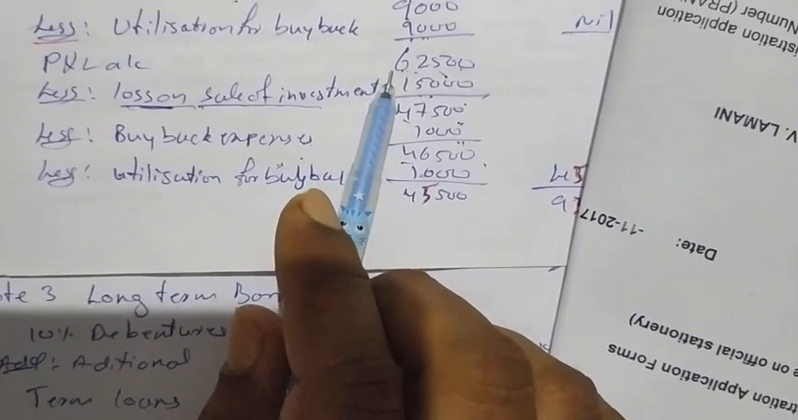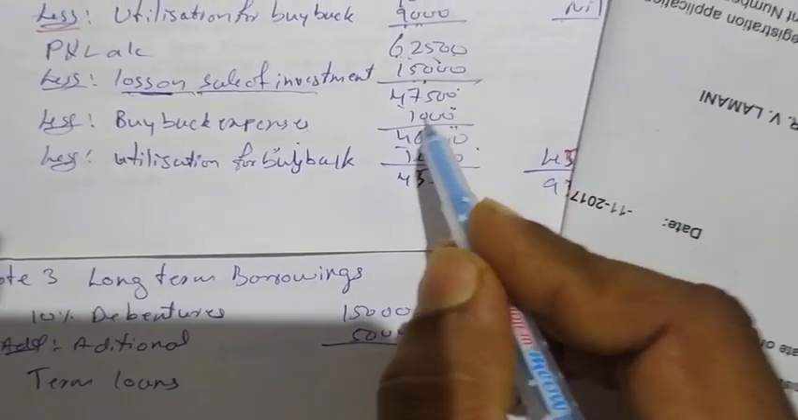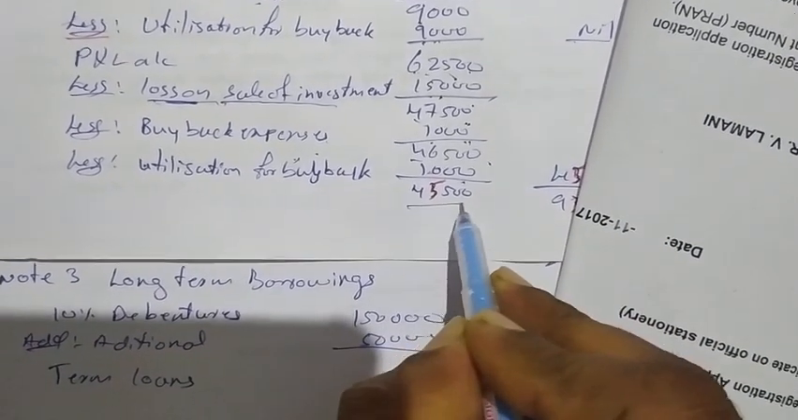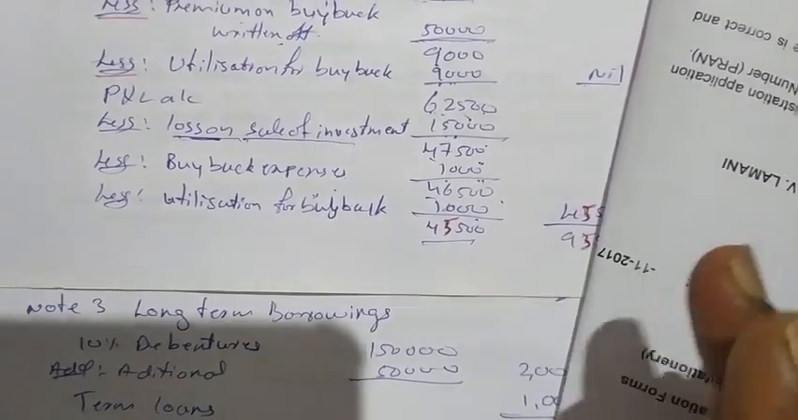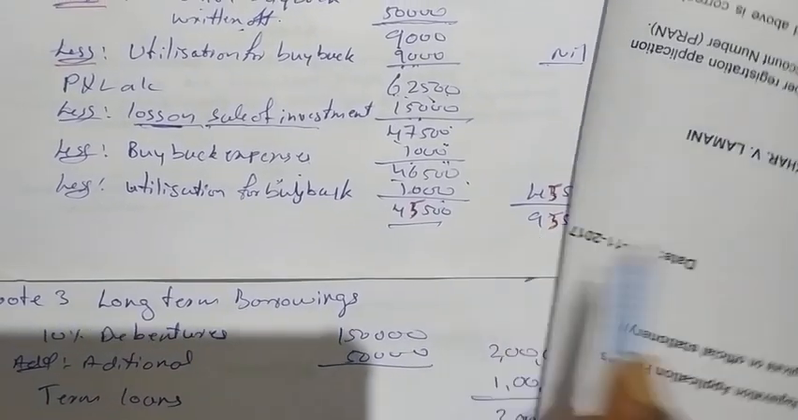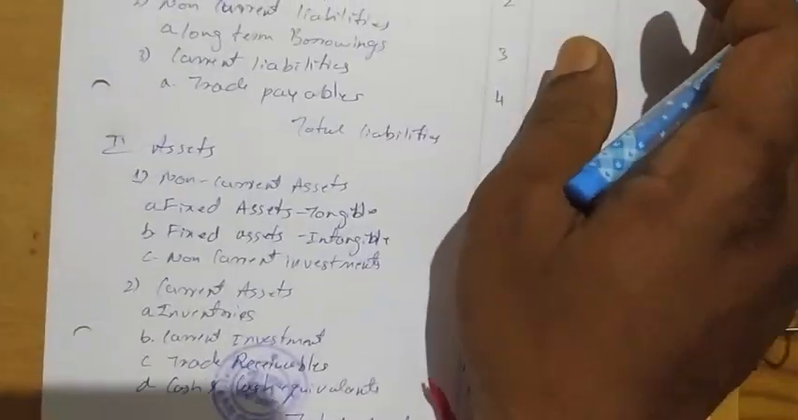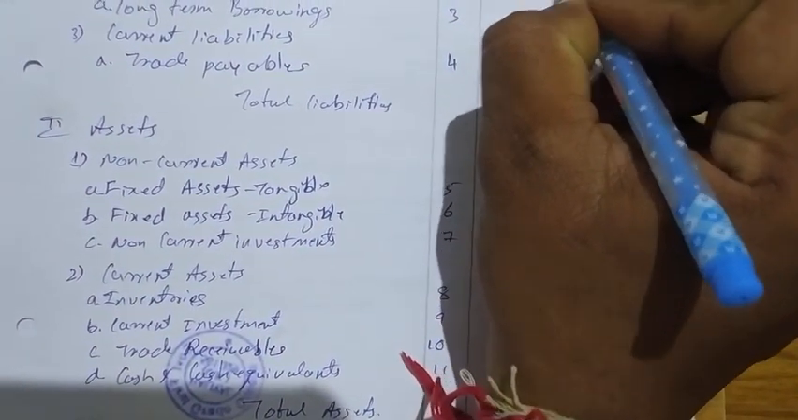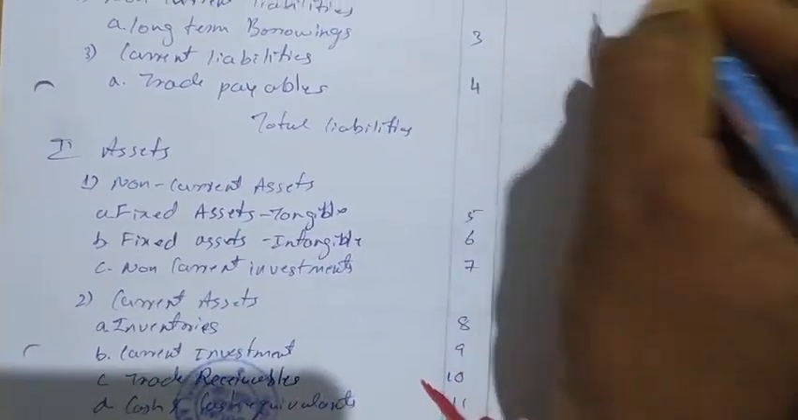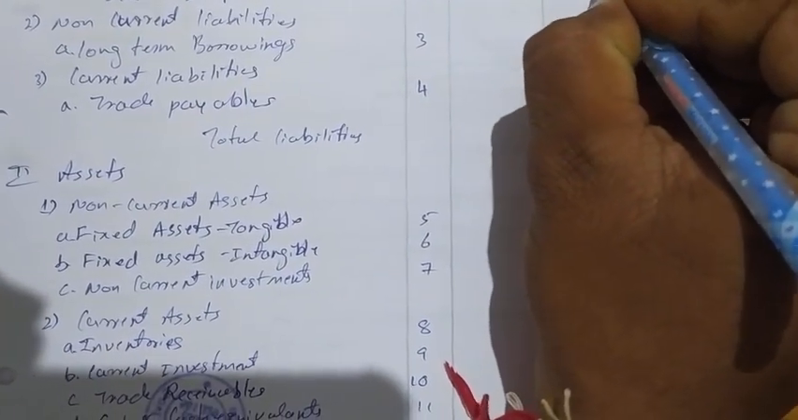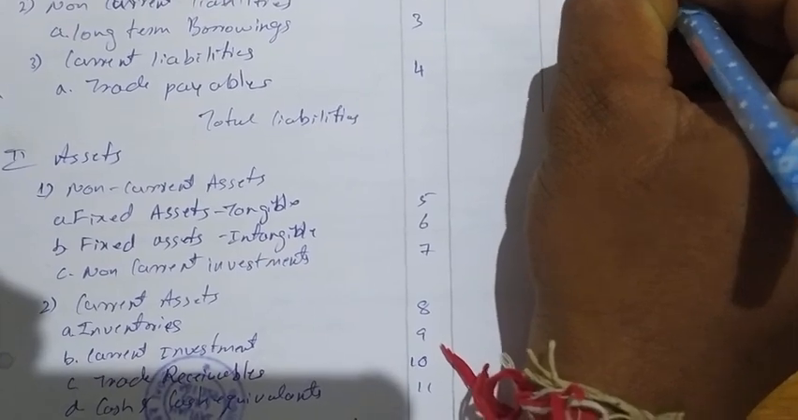Then the P&L account. Out of 62,500, 15,000 loss, 1,000 buyback expenses, and 1,000 taken for capital redemption reserve, so 45,500 is left. So total reserve and surplus: 50,000 plus 45,500 is 95,500. So here the second item is 95,500. So total funds available for equity shareholders are 4,95,500. Next, long-term borrowings.